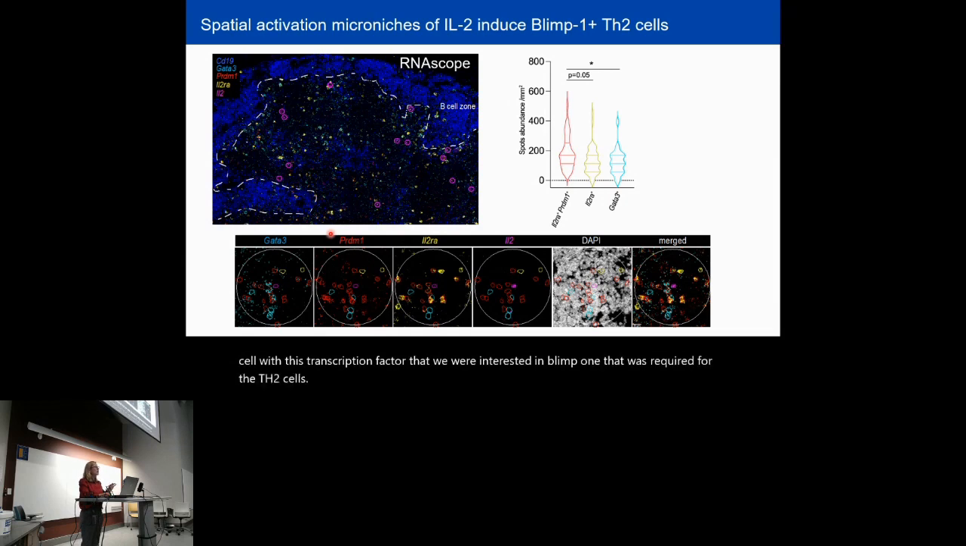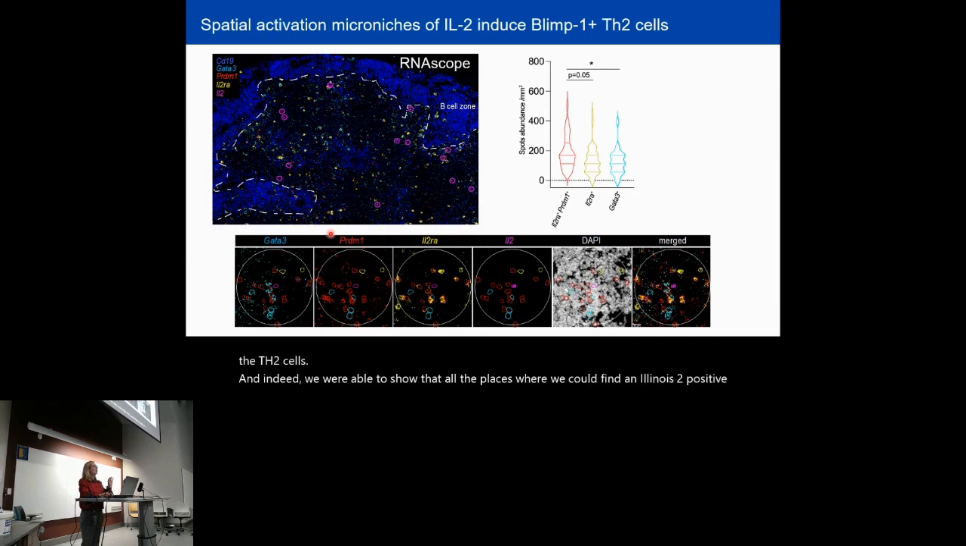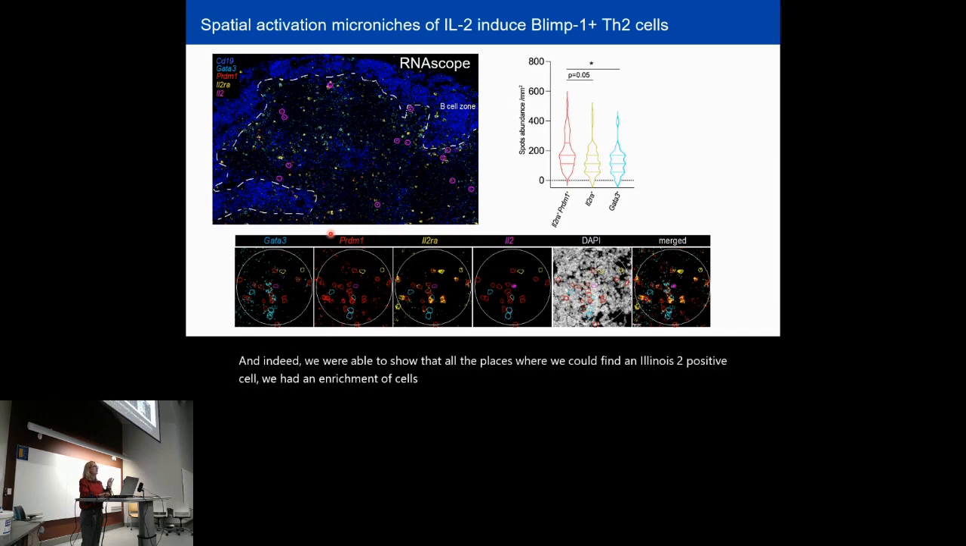And indeed, we were able to show that all the places where we could find an IL-2 positive cell, we had an enrichment of cells that were becoming Th2 cells with that transcriptional regulator BLIMP1, suggesting that this IL-2 spatial microniche was critical for forming this BLIMP-dependent Th2 response that ultimately goes to the lung and drives allergic asthma.